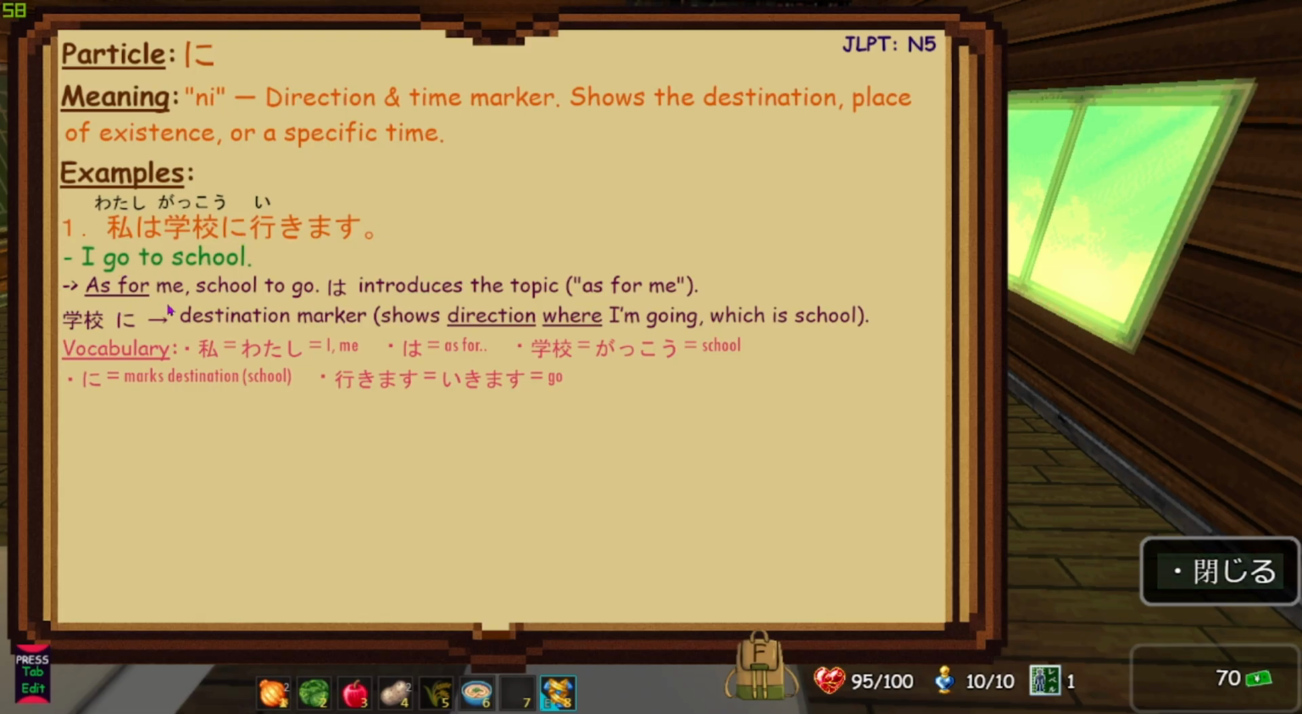As for me, watashi wa, school, gakko, to go, ikimasu. So ni is indicating that I'm going to the school, and that's kind of like a set. Gakko ni ikimasu. You don't even have to include watashi wa because of context, but we'll soon get to that. Again, we have watashi, we have wa, we have gakko, which is school, we have ni, which marks the destination, and we have ikimasu, go.